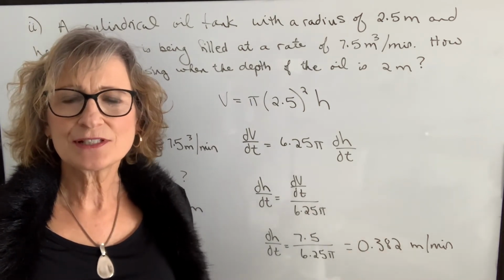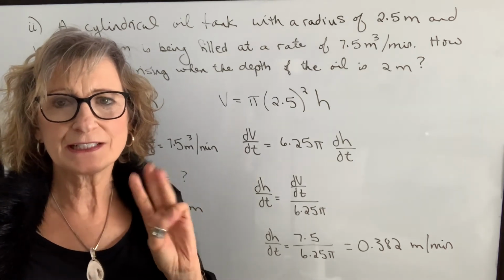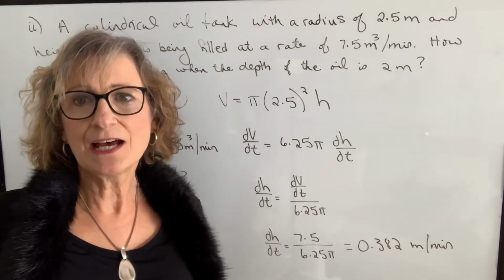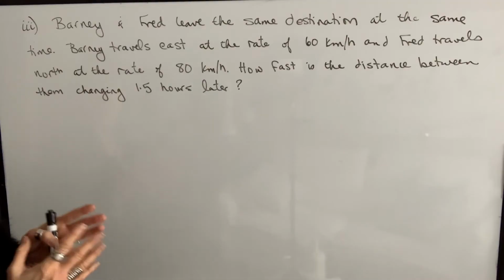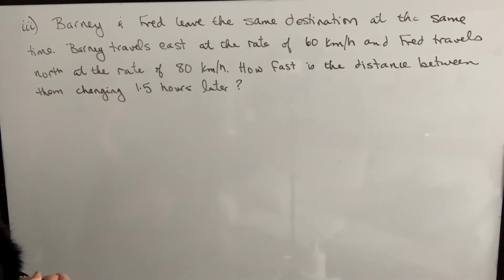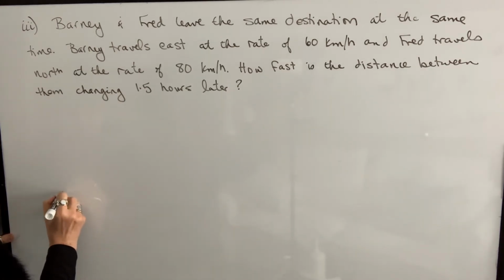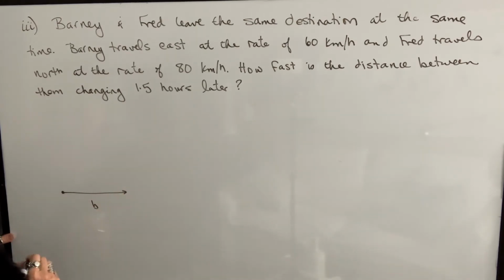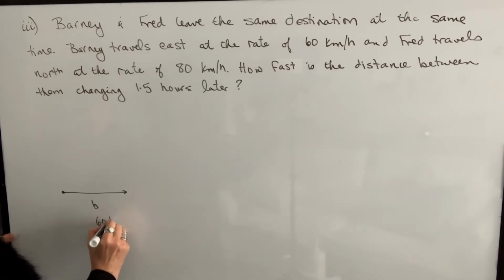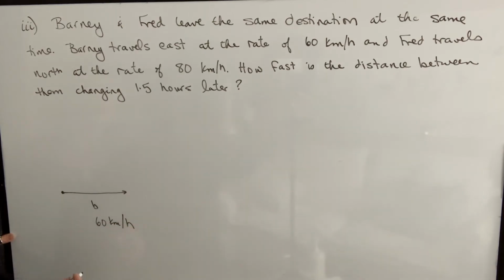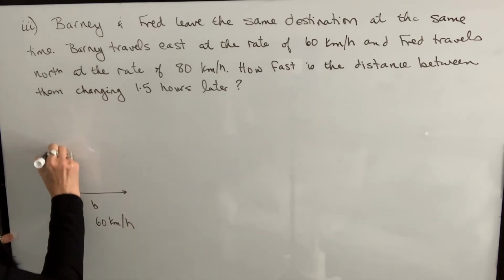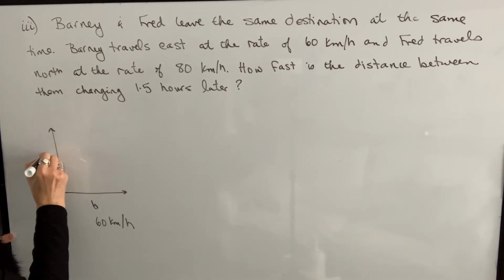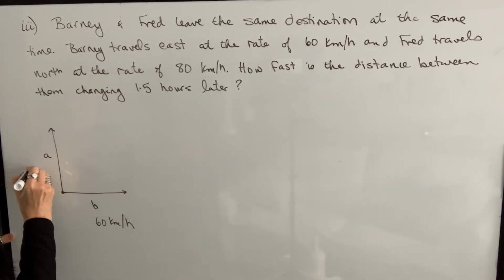Let's take a look at another example in this video where we have 3 variables again, but none of them remain constant. In our next example, we have Barney and Fred leaving the same destination at the same time. Barney travels east, so here's our destination. Barney travels east, so we'll call that B, at the rate of 60 kilometers an hour. And Fred travels north, I'll call that A, at 80 kilometers per hour.